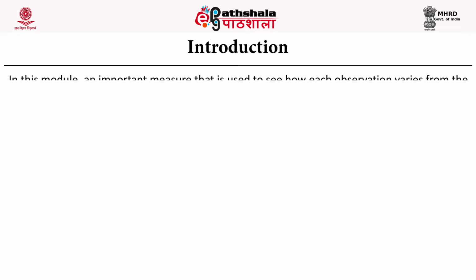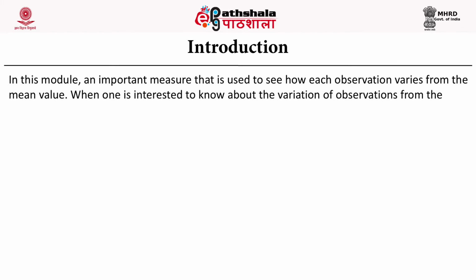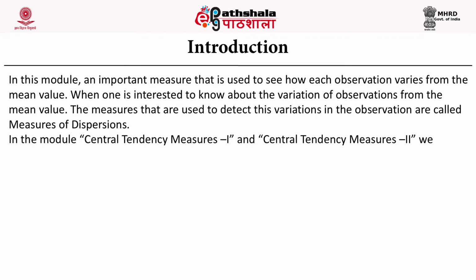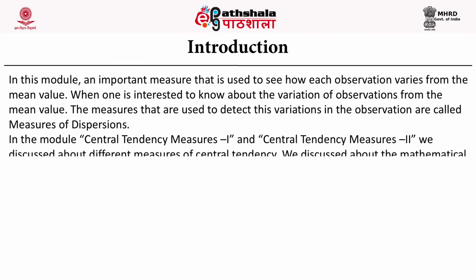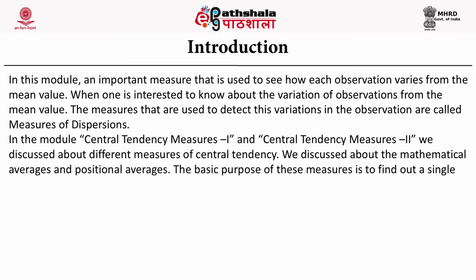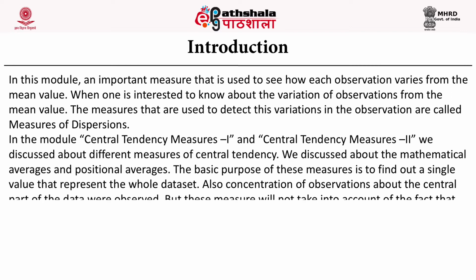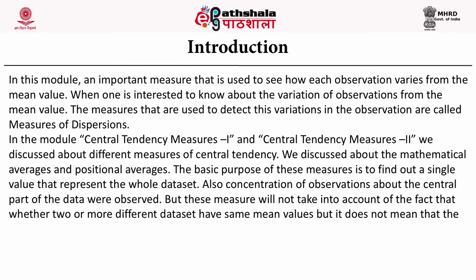In this module, an important measure is used to see how observations vary from the mean value. When one is interested to know about the variation of observations from the mean value, the measures that are used to detect this variation in the observations are called measures of dispersion. In the modules central tendency measure 1 and central tendency measure 2, we discussed different measures of central tendency, the mathematical averages and positional averages. The basic purpose of these measures is to find a single value that represents the whole data set.